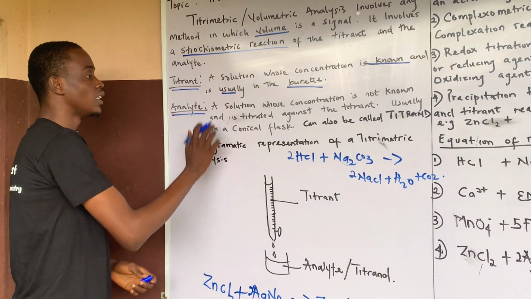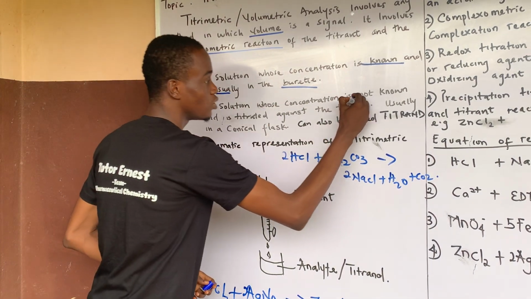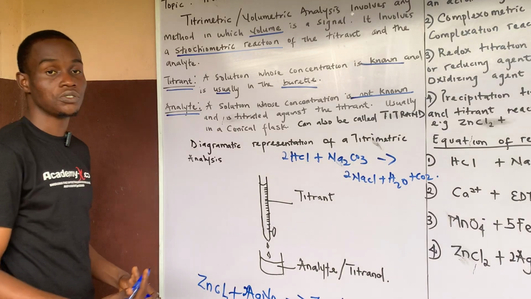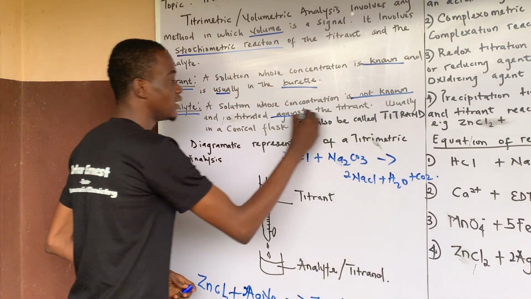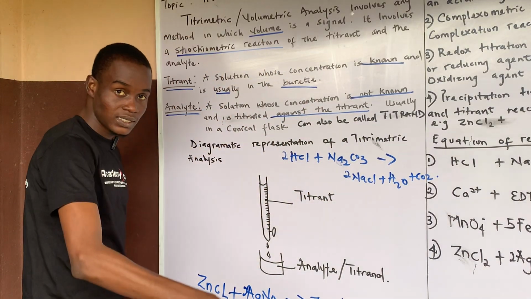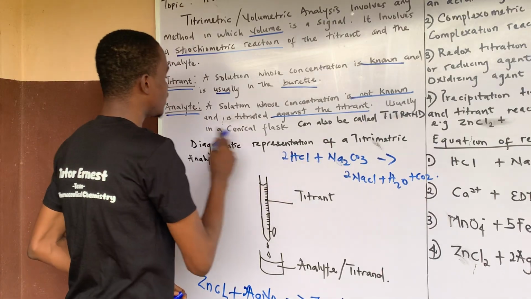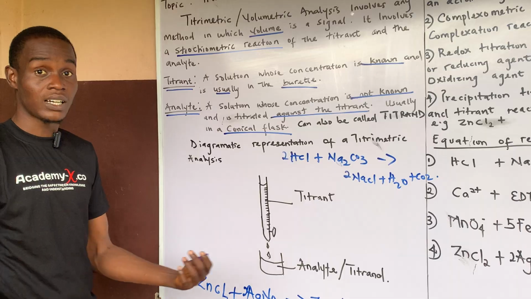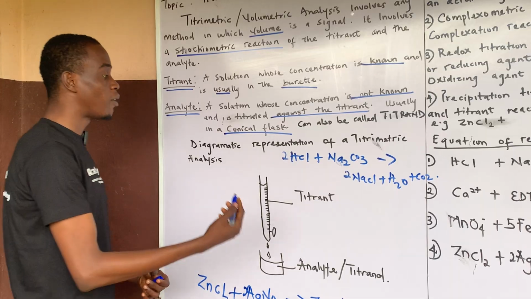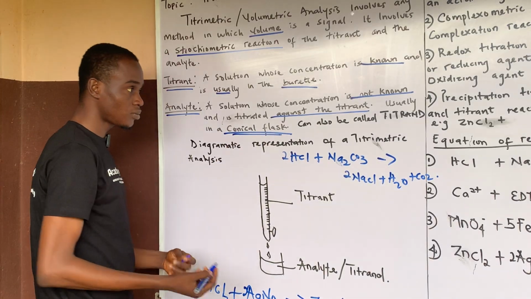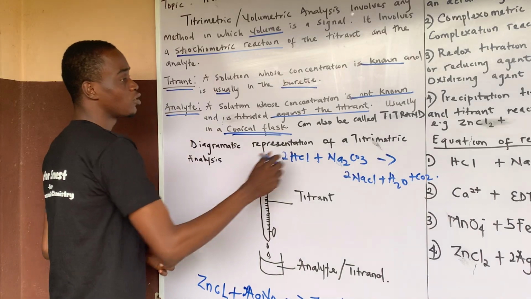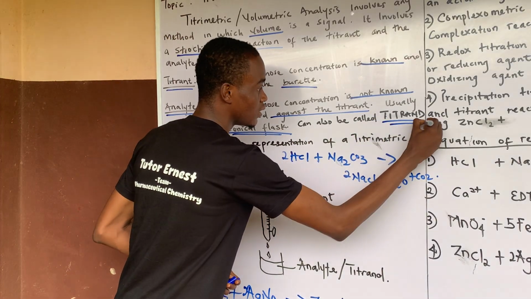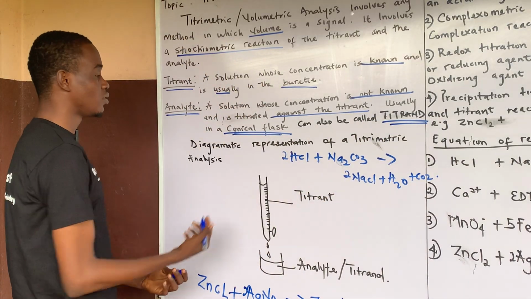While an analyte is a solution whose concentration is not known. You don't know this concentration, and it is titrated against the titrant. The titrant is coming against it. It is usually in a conical flask, though some people might use a beaker, which is informal, but the formal method is using a conical flask. An analyte can also be called a titrand. Some texts call it titrand.